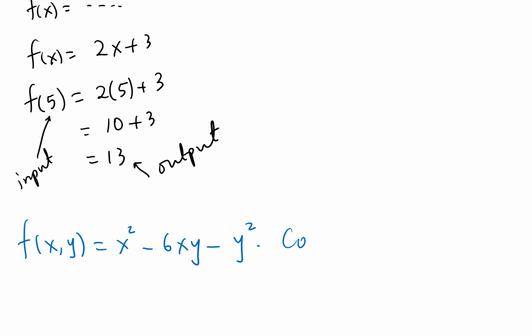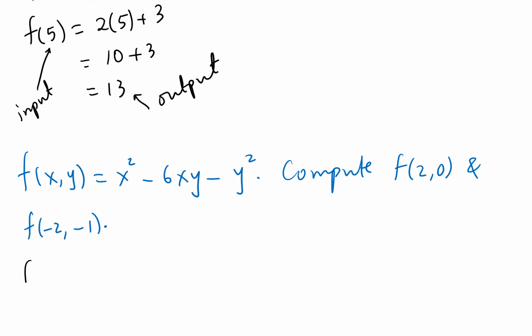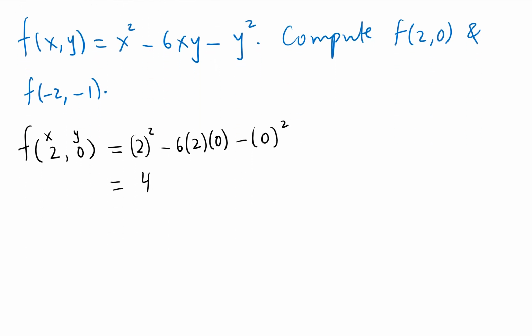They can ask you to compute, let's say, f of 2, 0 and f of -2, -1. To find f of 2, 0, all we have to do is substitute x as 2, y as 0: 2 squared minus 6 times 2 times 0 minus 0 squared. And what does that give us? 4 minus 0 minus 0, so it's 4.